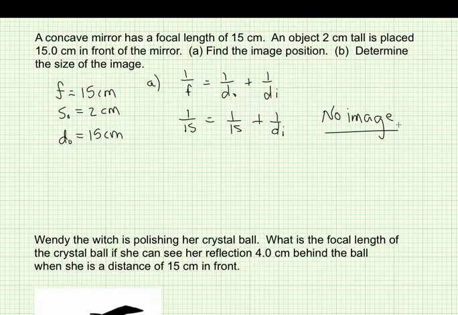So anytime you place an object at the focal point of a concave mirror, you won't have an image. It'll just be a nice big beam of light. And that's typically where they put the light bulb for a flashlight or a headlight. They'll place the light bulb at the focal point of that mirrored surface so you get this nice beam of light. Now for part B, it says determine the size of the image. Well, there is no image, so there's not going to be any size of the image.